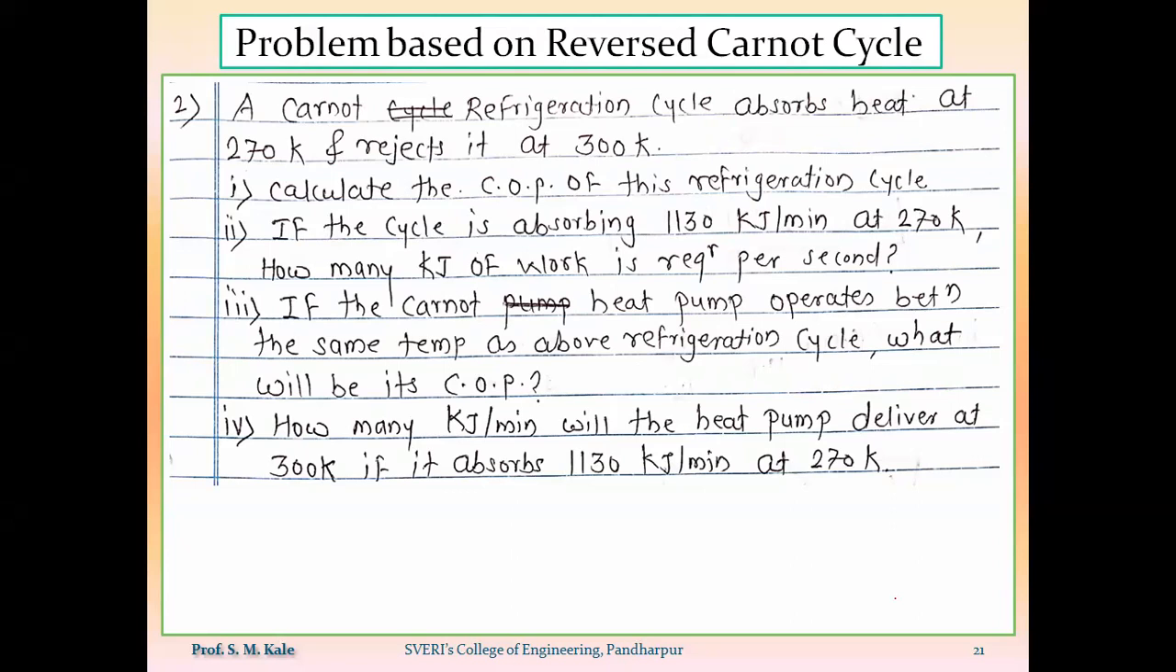Carnot refrigeration cycle absorbs heat at 270 Kelvin and rejects it at 300 Kelvin. Here also there are two temperatures: one is 270 Kelvin, second one is 300 Kelvin. First, calculate the COP of this refrigeration cycle. Second question, if the cycle is absorbing 1130 kilojoule per minute at 270 Kelvin, then how many kilojoule of work is required per second?